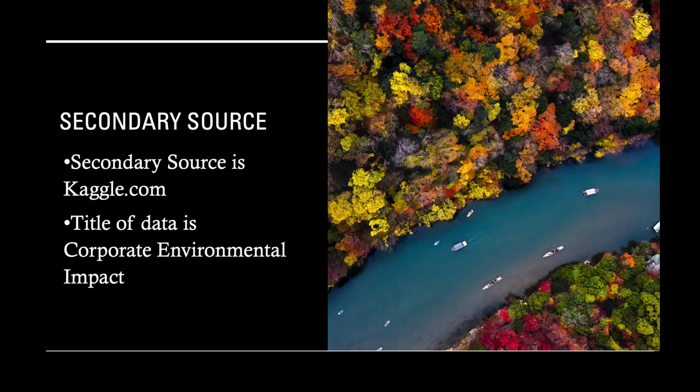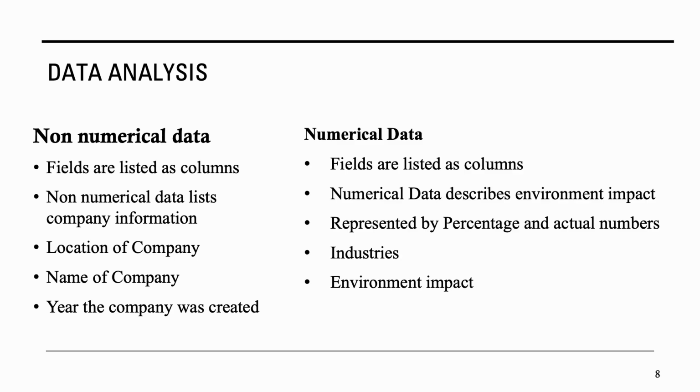Secondary source. The secondary source that I will be using is Kaggle.com. The title of the data is Corporate Environmental Impact. The non-numerical data are fields listed as columns. Non-numerical data lists company information and the company location, the name of the company, and the year the company was created.